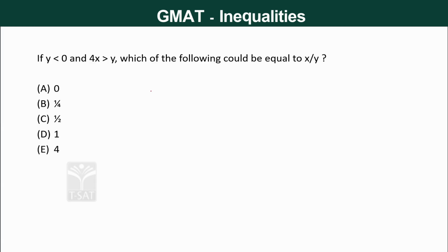If y is less than 0 and 4x is greater than y, which of the following could be equal to x divided by y? So, they are telling us that y is less than 0, that is, y is a negative number, and 4x is greater than y. They are asking what value x by y can take from the given 5 options. So, we need x by y, so we can directly divide this inequality by y.